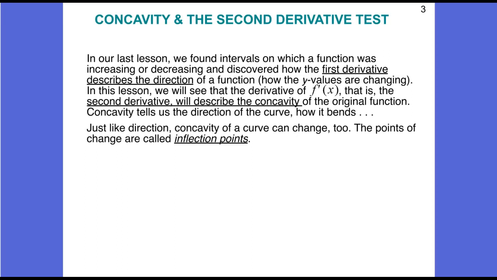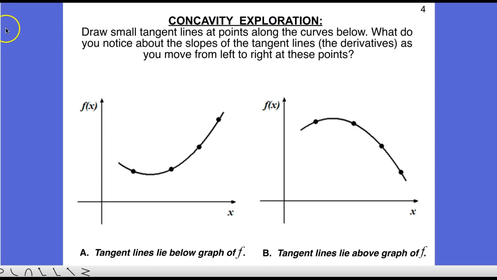Concavity tells us the direction of the curve, or how it bends. Just like direction, concavity of a curve can change too. The points of change are called inflection points. In this first exploration of concavity, we're told to draw small tangent lines at points along the curves below. And then we're asked, what do you notice about the slopes of the tangent lines, or the derivatives, as you move from left to right at these points?